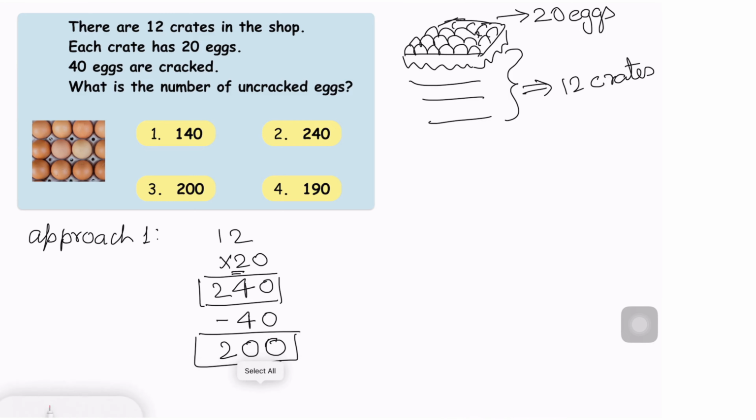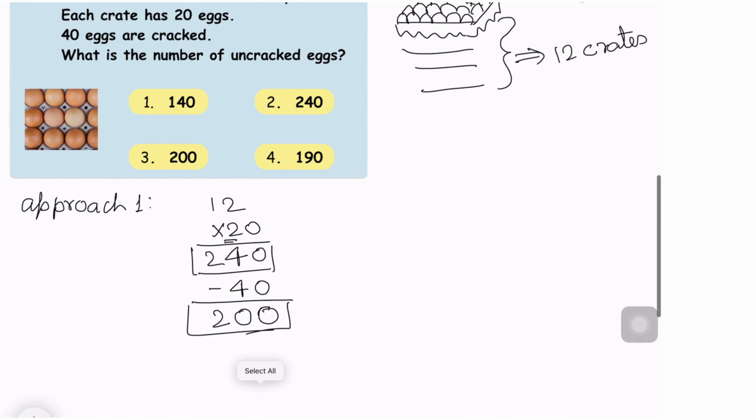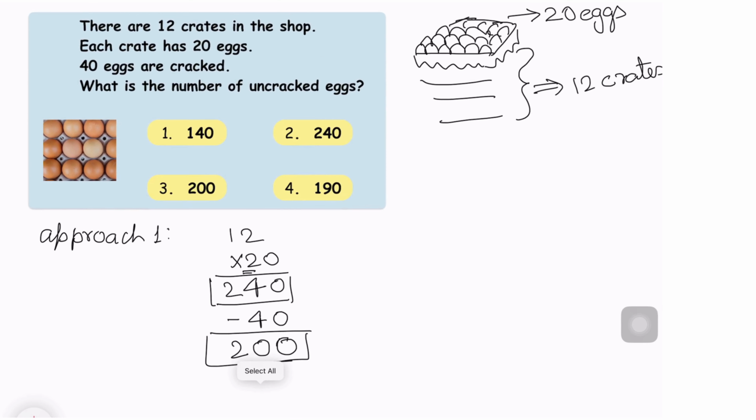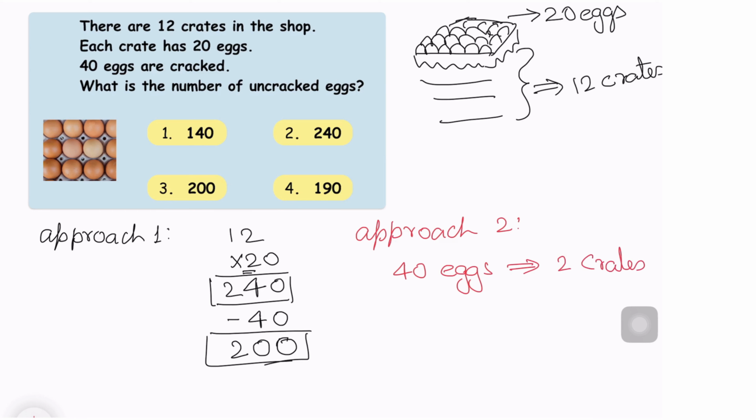Then there is a second approach. Let me explain that as well, and then you can decide which one is good for you and which one you want to use. So this is approach 2. Here we know that 40 eggs are cracked. In one crate there are 20 eggs, so 40 eggs will mean 2 crates, right? In 2 crates there will be 40 eggs. So 2 crates are spoiled.